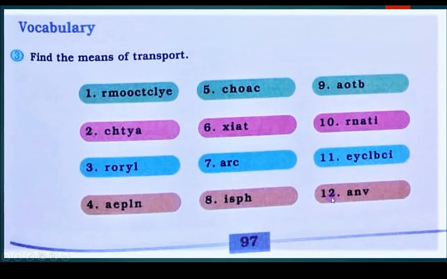12 and the last. 12 الأخيرة. We have just 3 letters. عندنا 3 ديال الحروف. So what is it? ما هي وسيلة النقل؟ N, V, A. So it's a van. Une camionnette اللي قلنا أو شاحنة ذات الحجم المتوسط. Okay. Good.